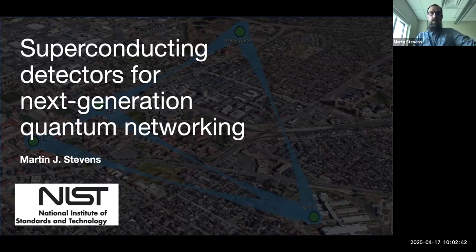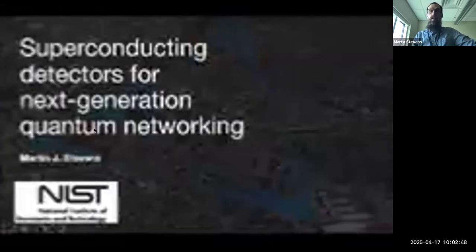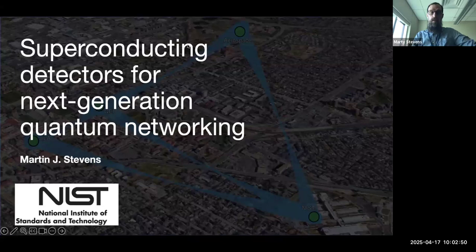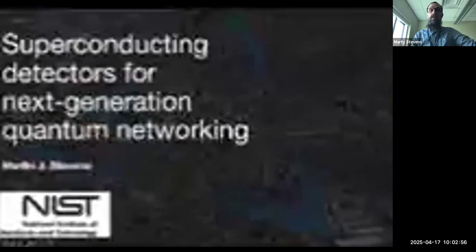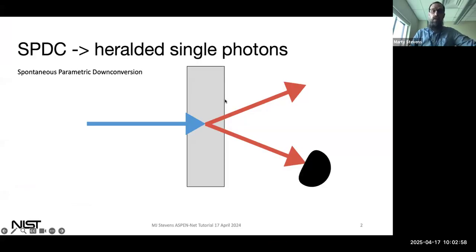So before I talk about detectors per se, I want to give a little bit of a setup, and hopefully some of this is review from the last time. I think Mike Mazurek covered much of this, about the basic idea of this path entangled network.